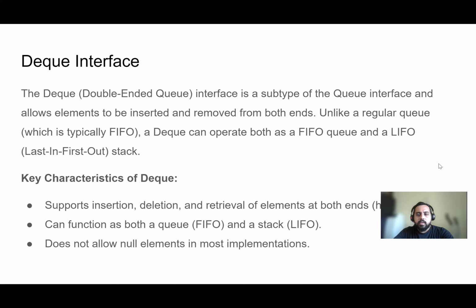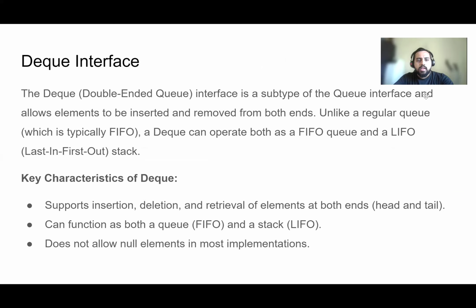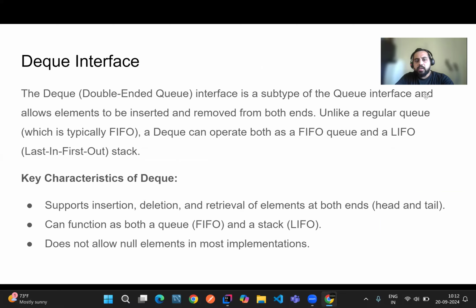Let's see what we mean by Deque. Unlike queue, Deque stands for double-ended queue. It's a subtype of the queue interface and it allows elements to be inserted or removed from both ends. Unlike a regular queue, which usually follows FIFO, first in first out, as I already told, a Deque can operate both as first in first out and last in first out. That means from both the head end and the tail end, we can remove or process data. So this LIFO, last in first out, will be like a stack.